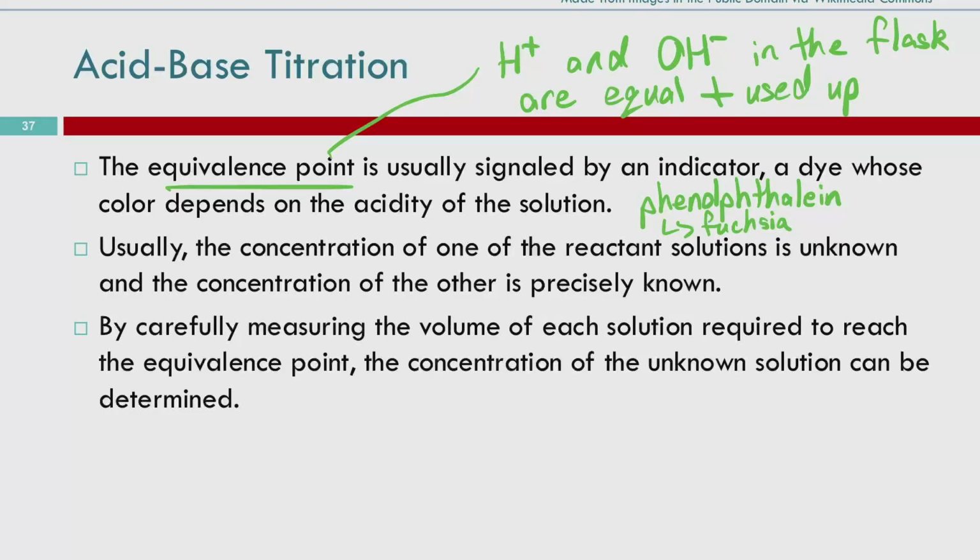So in our case, I think we're going to have acid in the flask. When we have acid in the flask, the phenolphthalein is going to be clear. And when we reach our equivalence point, it's going to turn pink or fuchsia. I will show you what that looks like in the lab.